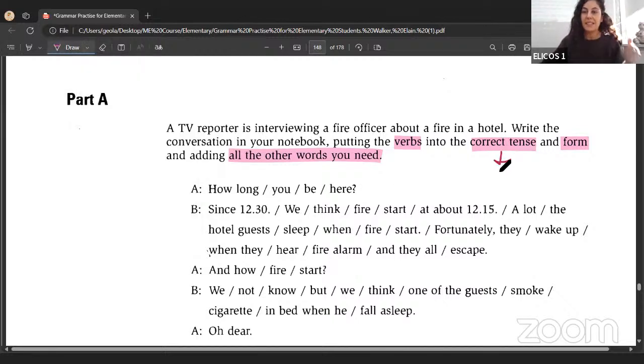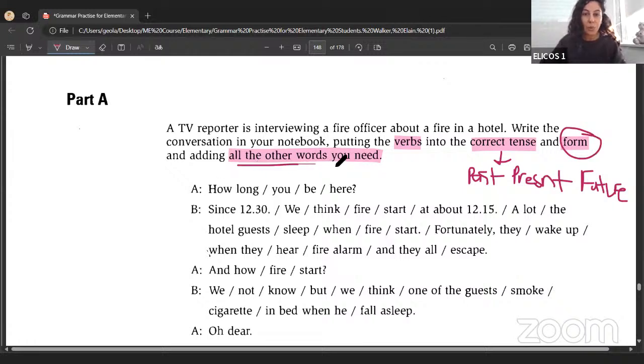the tense is past, present, future. So we need to think of when this sentence is. Is it past? Is it present? Or is it future? Or is it modals? You remember your modals? Your can, could, would, should, might, may. So the form, really, that's what it means as well. And all the other words. That's your prepositions, those little words. By, in, on, behind, and adverbs.